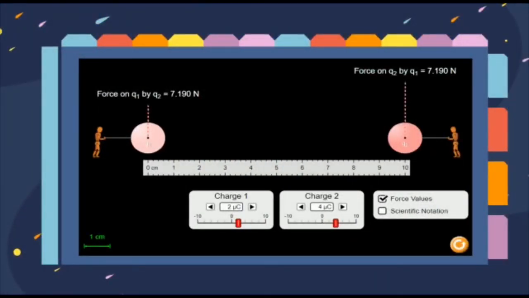Here we have the simulation. We have charge 1 is 2 microcoulomb and charge 2 is 4 microcoulomb. And then we have the R. R is the distance between the two spheres, and the Fe is the electrostatic force on Q1 and Q2.